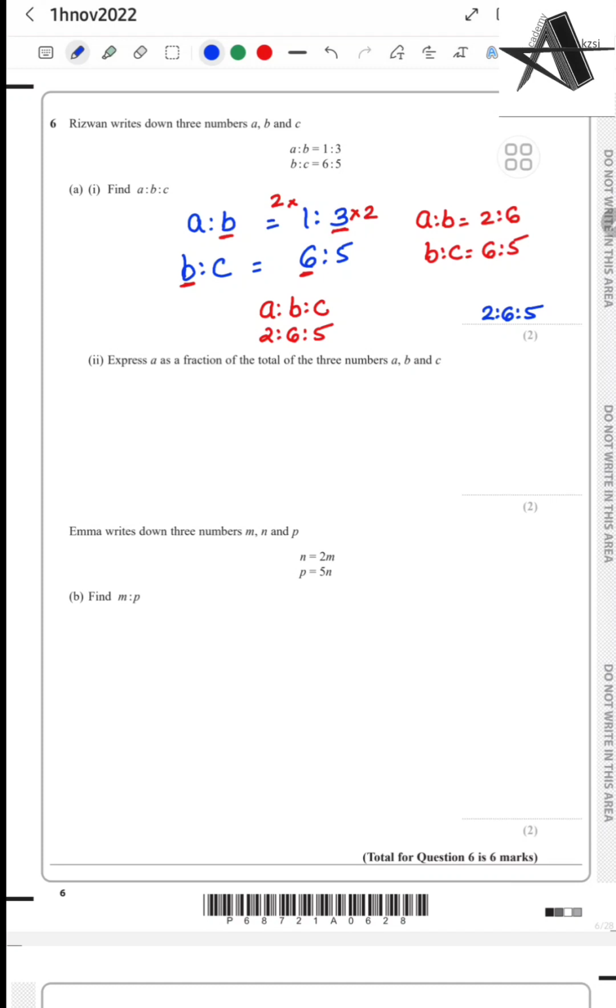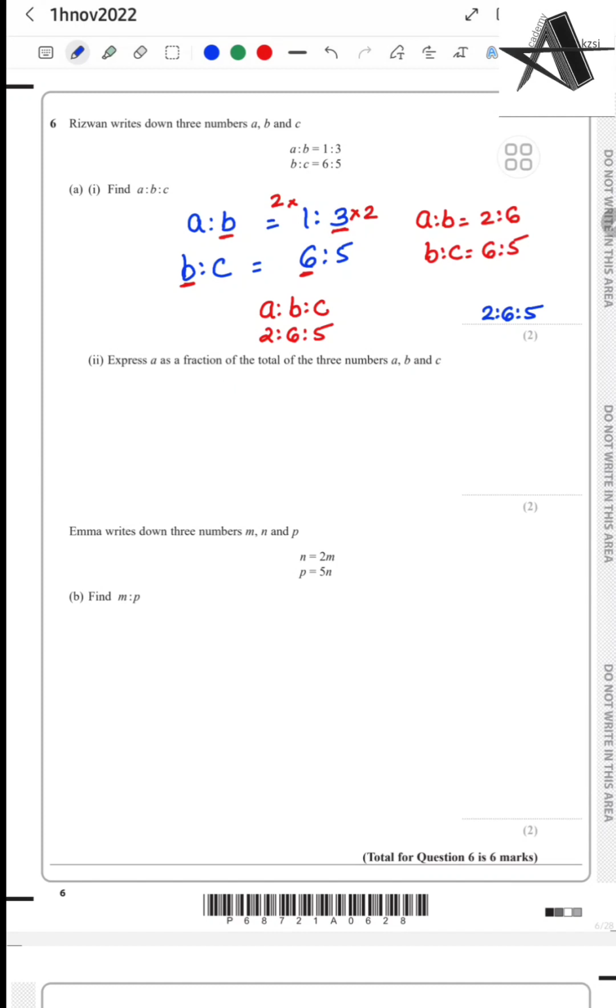So your final answer is going to be 2:6:5. Express A as a fraction of the total of 3 numbers A, B and C. Simple. This is not an actual number. In fractions we can directly put it, but for A, B, C, don't say that A is 2, B is 6 and C is 5. No, they are just ratios, which means if I say A is 2 and B is 4, their ratio will be 1:2. So I can't say A is 1 because actually A is 2. Fraction and ratios are different. So fraction is also a simplified one and ratio is also a simplified one. That's why A as a fraction of total of ABC.